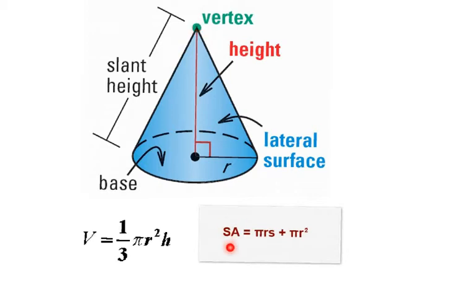And then our surface area formula is equal to pi times the radius times s, where s is this slant height, which is sometimes labeled as L for slant length, depending on which formula you're using. And you add that to pi times the radius squared. So you have that same radius again.